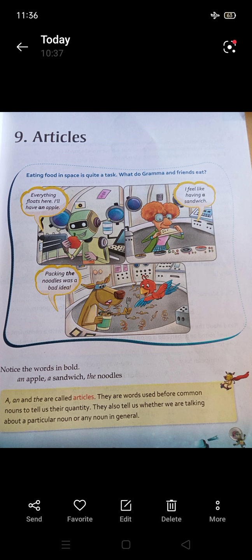So, if you look at that picture, you will see a bold letter. Those are a, an, and the. So the words in bold are an apple, a sandwich, and the noodles. A, an, the, they are called articles. They are words used before common nouns to tell us their quantity. Quantity means amount. Also, they tell us whether we are talking about a particular noun or any noun in general.